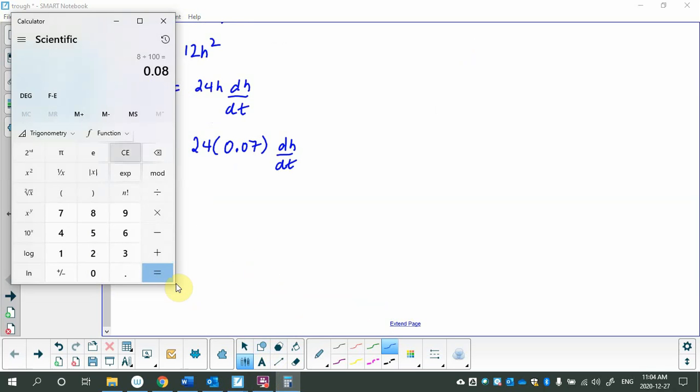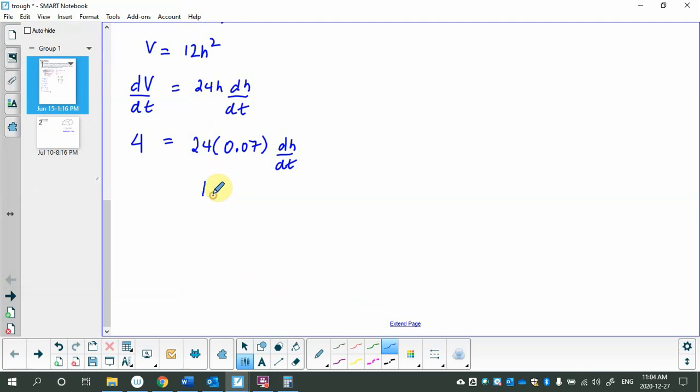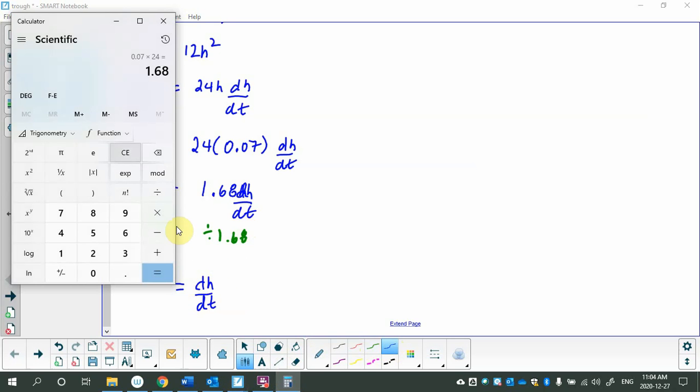Calculator time. 0.07 times 24 equals 1.68 dH by dt. Wow, I'm getting messy. Sorry about that. Divide by 1.68 on both sides to get dH by dt by itself. Let's not be messy in our final line. 4 divided by 1.68 equals, yikes, 2.30.